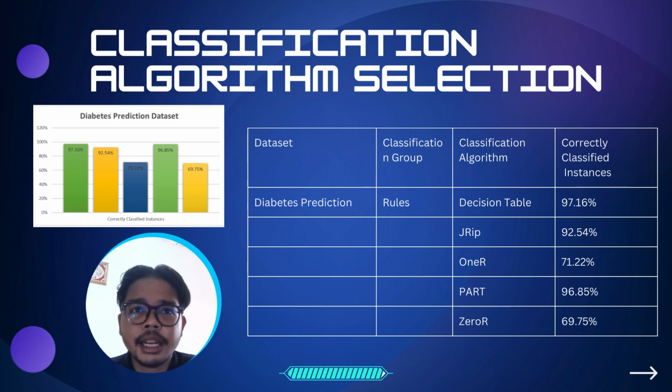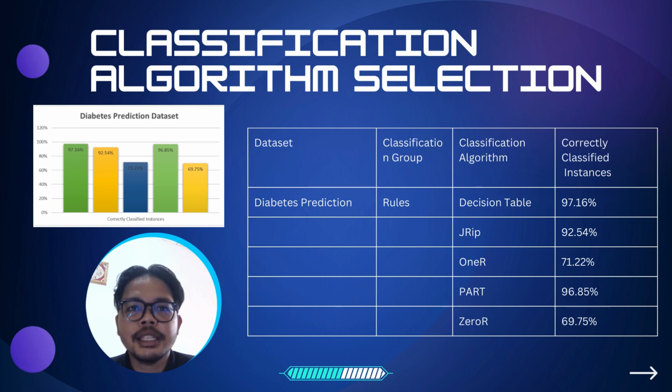Based on this table, it presents the performance of various classification algorithms used for predicting diabetes. Out of all the algorithms evaluated, we will be discussing the two that achieve the highest accuracy, decision table and PART.